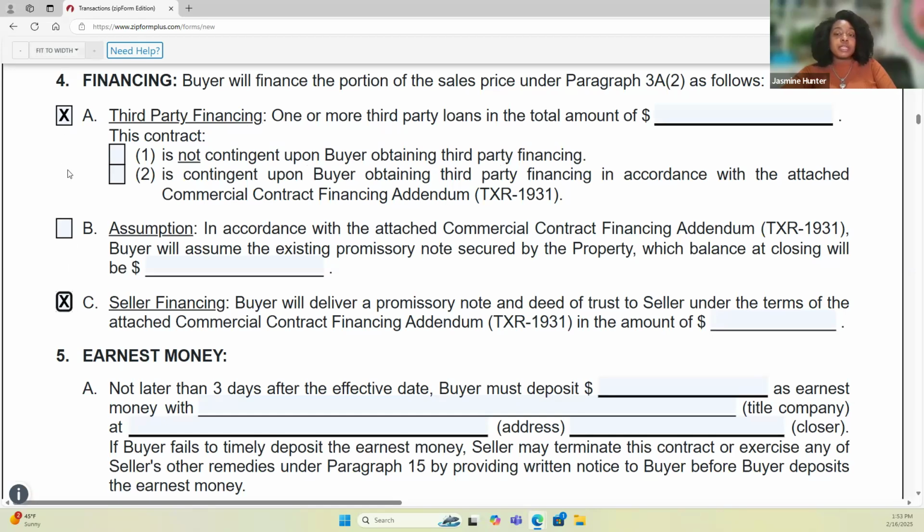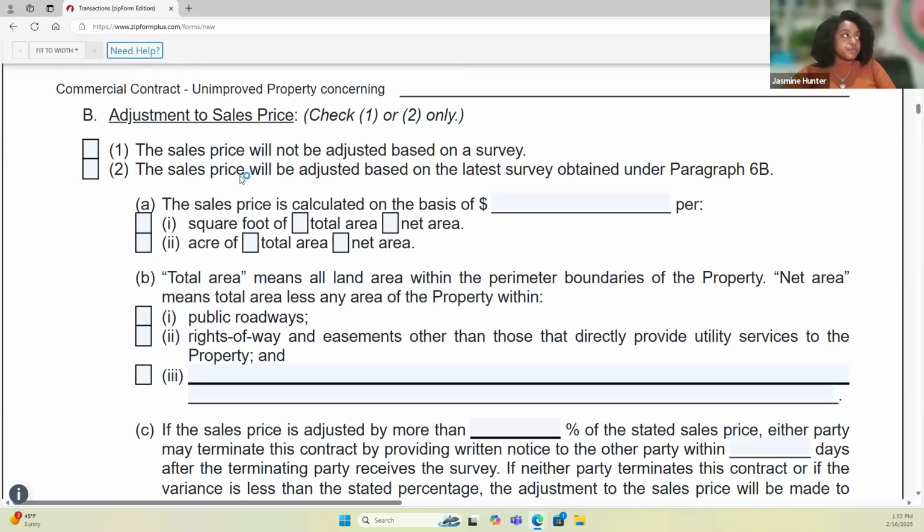disappear. When it has to be an either-or situation in your contract, if I mark here, it'll disappear here. And if I mark here, it'll disappear there. It allows you to do all of them because you can do a mix of these, because it's commercial. Okay. So now let's go back up here.